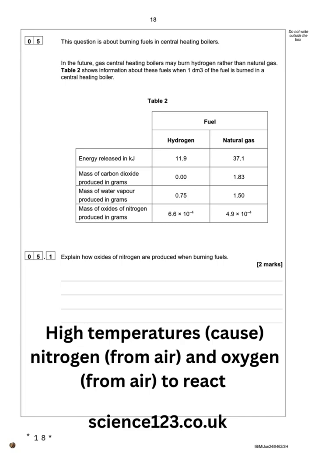So the examiners say this was not well understood. Some students knew that nitrogen and oxygen were reacting together. However, some thought that nitrogen came from the fuel and some that oxygen is a product of combustion. Only a minority mentioned high temperature, and only about 15% scored both marks.